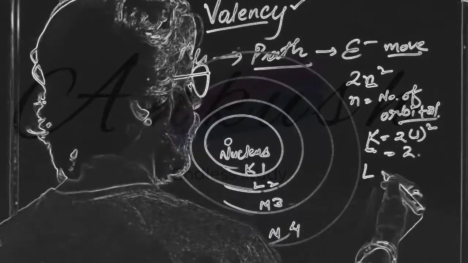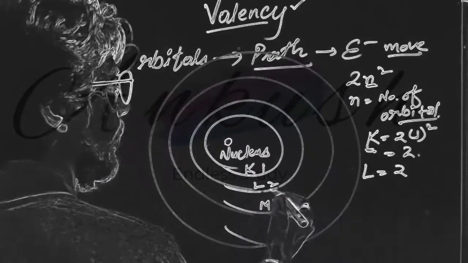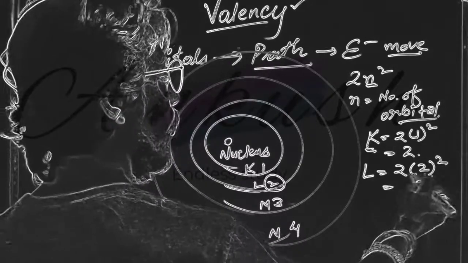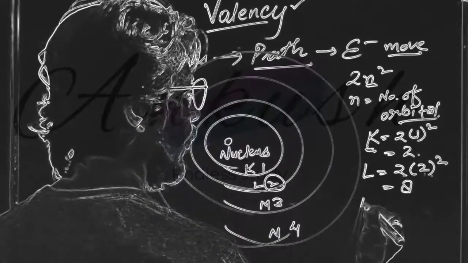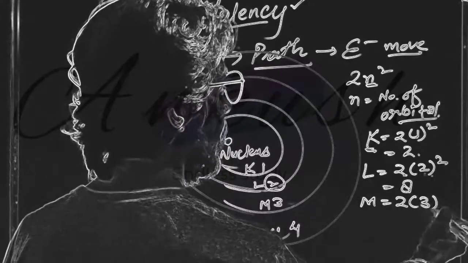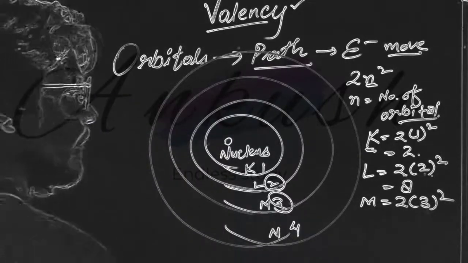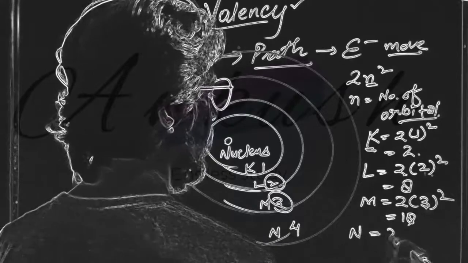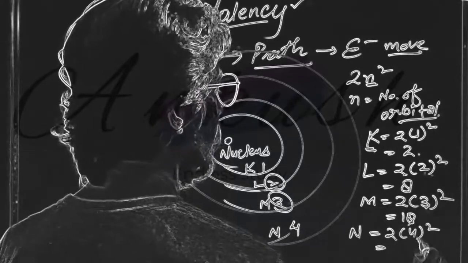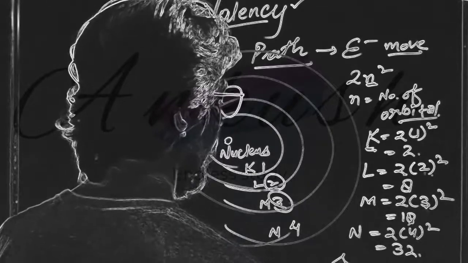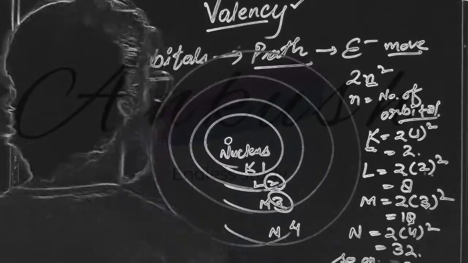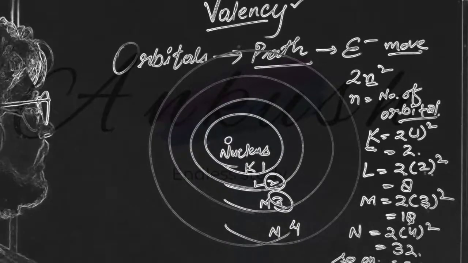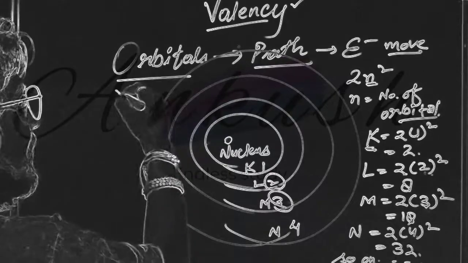K orbital. For L, this is the orbital number 2, so 2 square is 4, 4 twos are 8. For M, 2 into 3 square, because this is the third orbital, 3 square is 9, 9 twos are 18. For N, 4 square is 16, 2 sixteens are 32, and so on. Like this, the orbitals are moving all around the nucleus. So now you know how many electrons can be held in each orbital, and what orbitals are.